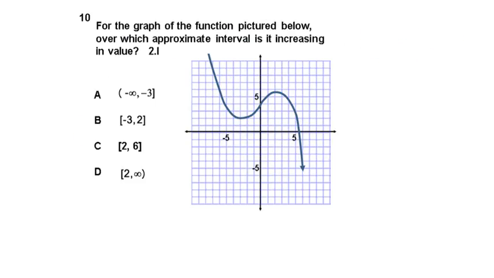Next, 10. For the graph of the function pictured below, over which approximate interval is it increasing in value? Well, we're decreasing all the way to here where x equals about -3, and then increasing all the way up to about x equals 2. So the best answer for this is going to be answer choice B.